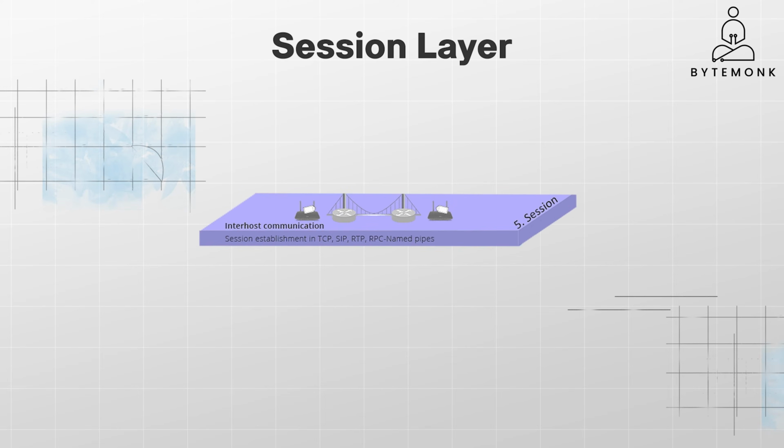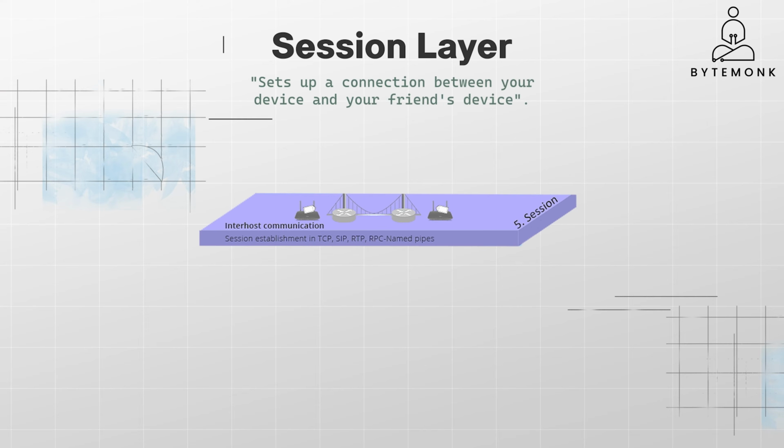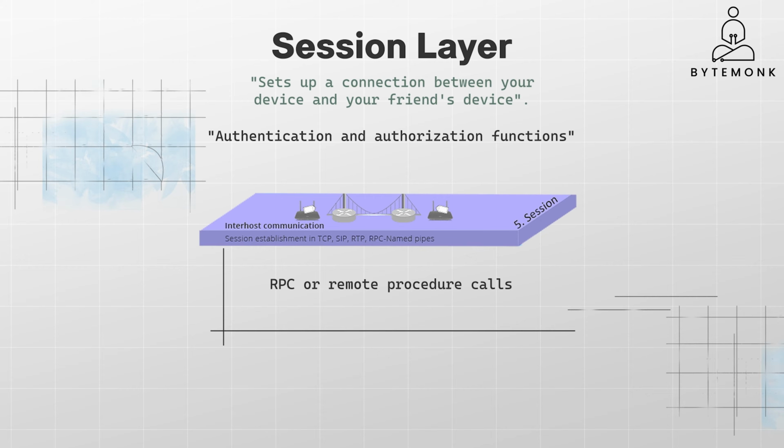Layer 5 is the session layer, and this layer sets up the connection between your device and your friend's device. It's like two friends making sure they are on the same channel before they start talking. Layer 5 software also handles authentication and authorization functions. It verifies the data is delivered as well. The session layer is commonly implemented explicitly in application environments that use RPC or remote procedure calls. More on RPC in my future videos.